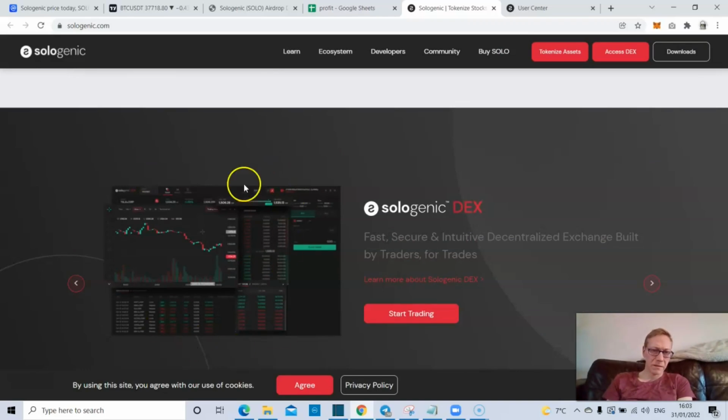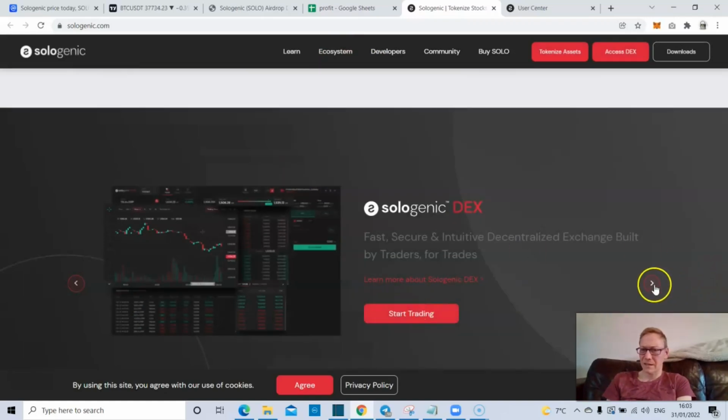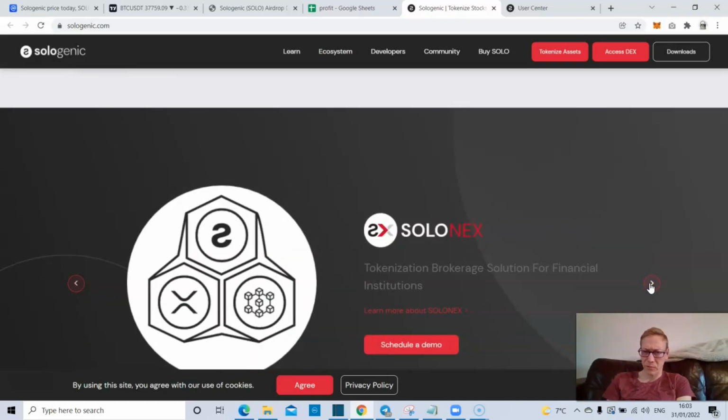They're going to effectively be set up, even though it's a DEX, the Sologenic DEX is going to be built with a centralized exchange sort of feel to it. As you can see, there's an order book and everything else. Now, I personally like that. We've seen a couple versions of it online. I don't think any have been amazing, but they're definitely improving.